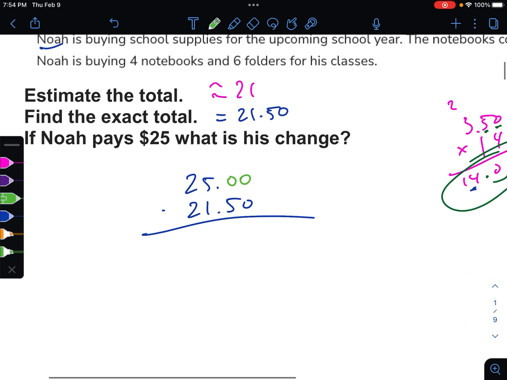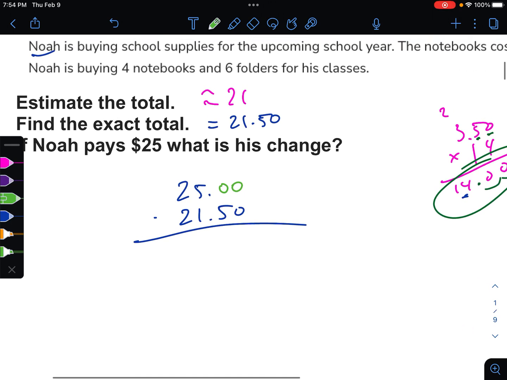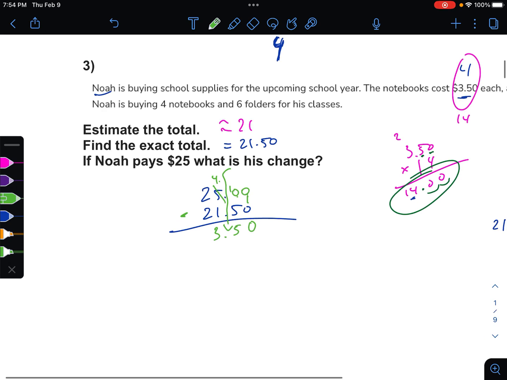Get some zeros in there, and we're going to have to do some borrowing. The 0 wants to borrow from the 0. 0 minus 0 is still 0. 0 minus 5, not enough. So I'm going to go to the 5, make it a 4, and bring 10 over. 10 minus 5 is 5. 4 minus 1 is 3. 2 minus 2 is 0. Now this is subtraction, so I can just drop the decimal down. $3.50 is my answer. Oh yeah, let's keep going.